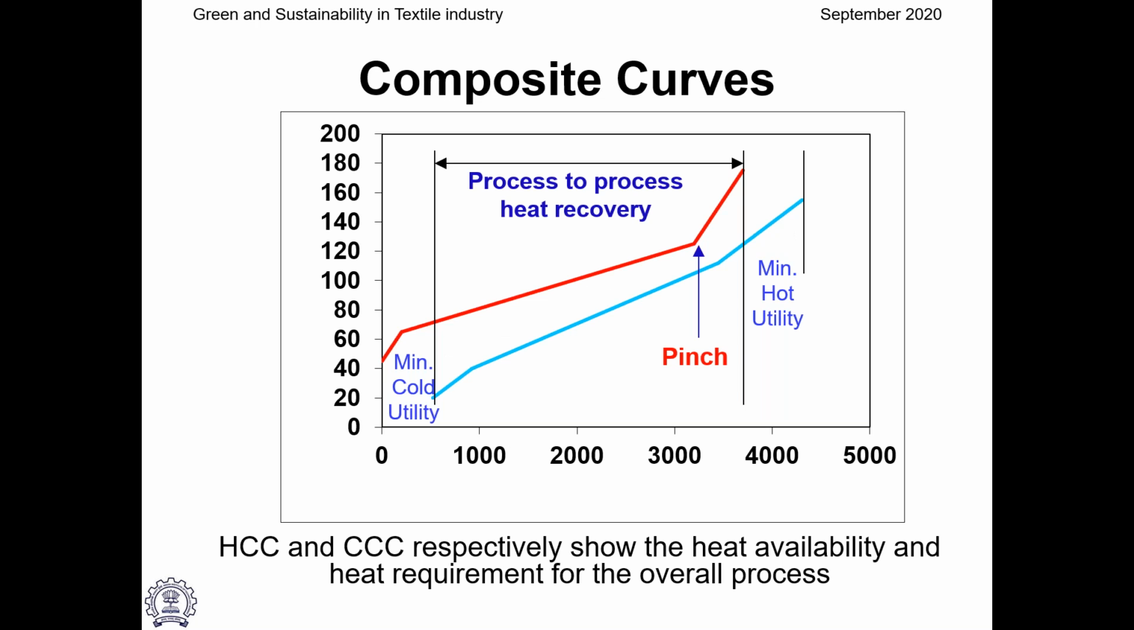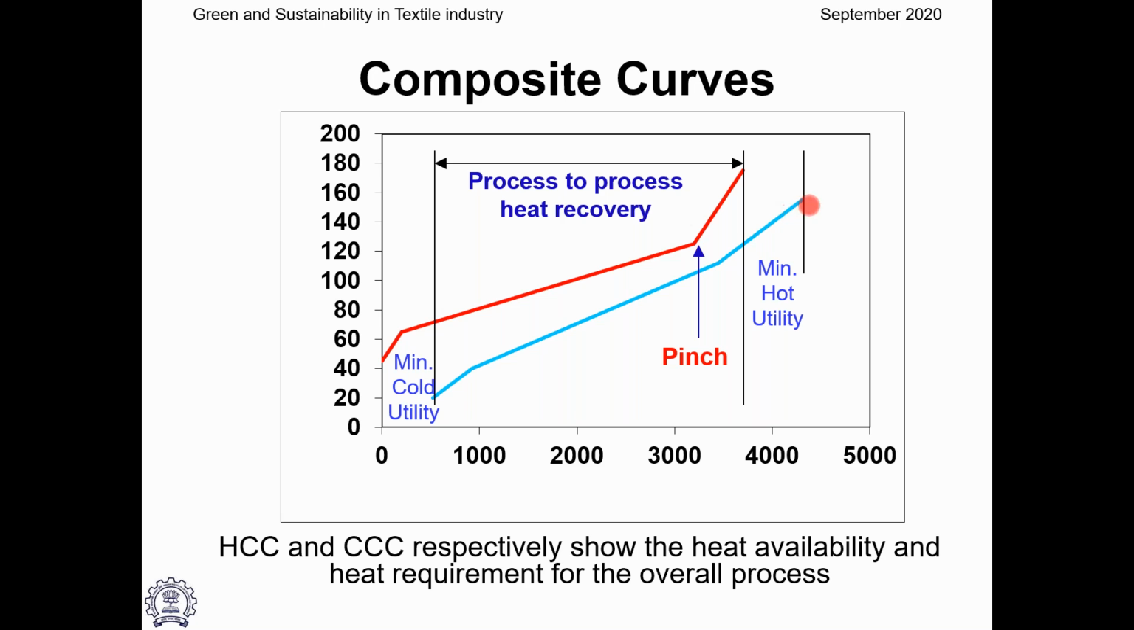And if I do so, I'll get this. Your red curve is the hot composite curve. This is your hot composite curve. This is your cold composite curve. And the point where they are close by is basically the pinch point. In the portion of the overlap, the hot composite curve passes heat to the cold composite curve. That is the process to process heat recovery.